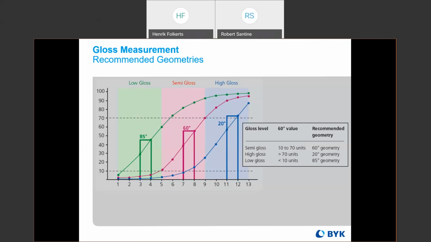So the general convention that we recommend is that if you measure your surface with a 60-degree gloss meter and get between 10 and 70 gloss units, you should stick with the 60-degree geometry. If you get greater than 70 units with that 60-degree meter, then you would want to switch to the high gloss meter, the 20-degree geometry. And if you get less than 10 gloss units, you would want to switch to the 85-degree geometry.